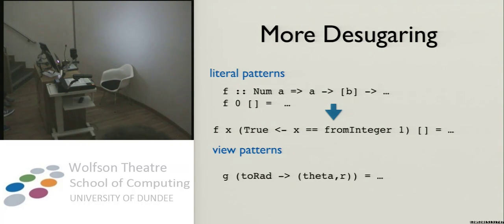Another feature are view patterns, and view patterns work as follows. So this is a view pattern where you implicitly match an argument and you call the toRadians function on it, and then you look at the result and you check whether it matches this particular pattern here. So this we can also desugar into this representation where we first explicitly match against the variable x, and then we use this x in a pattern guard to compute the result and match it against this tuple here.